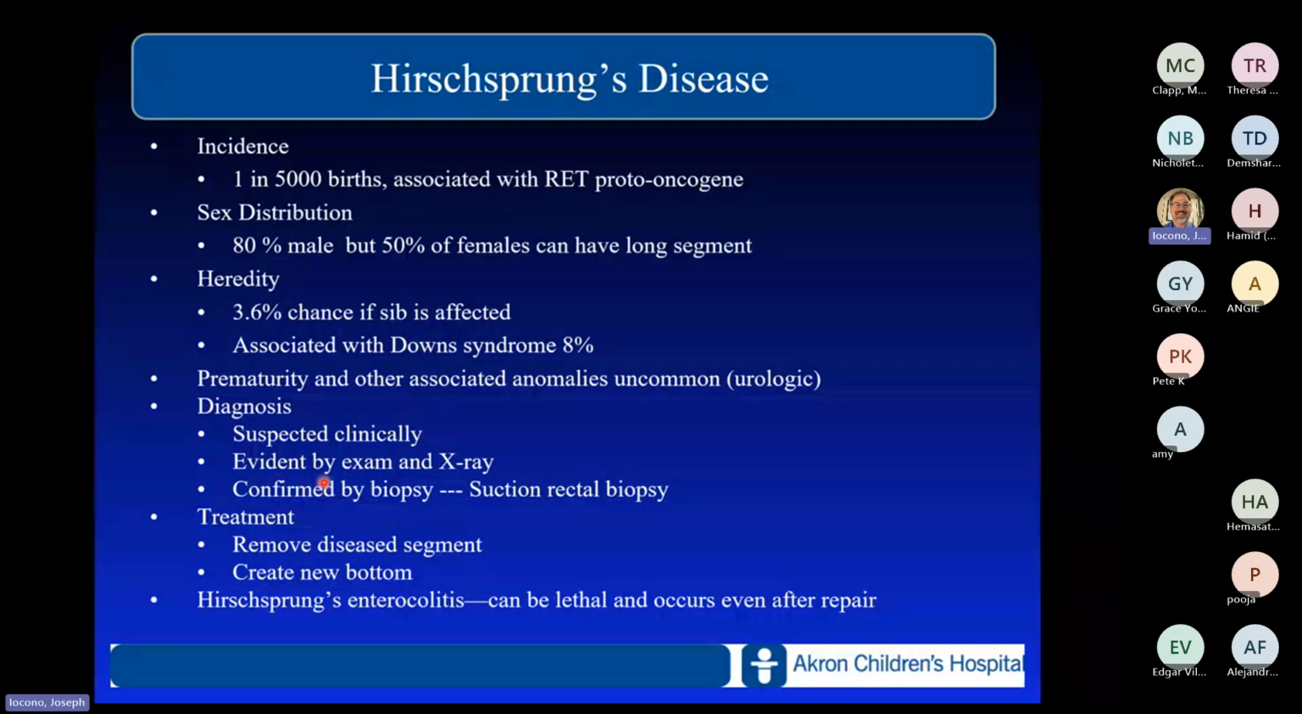The new thing that we do is now calretinin staining. If calretinin staining is positive, they do not have Hirschsprung's disease. That is, it picks up the nerve fibers. Hirschsprung's enterocolitis is because they have lots of stasis. Just think about anything, pouchitis, anything that causes stasis causes bacterial overgrowth, and can be lethal and can even occur after we repair them.